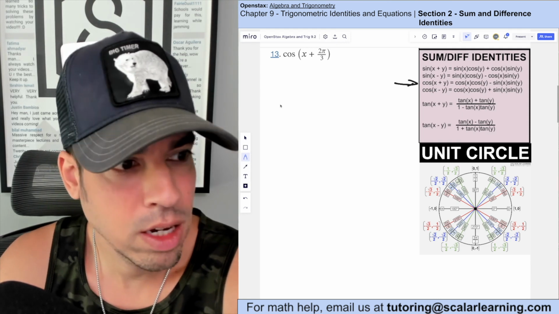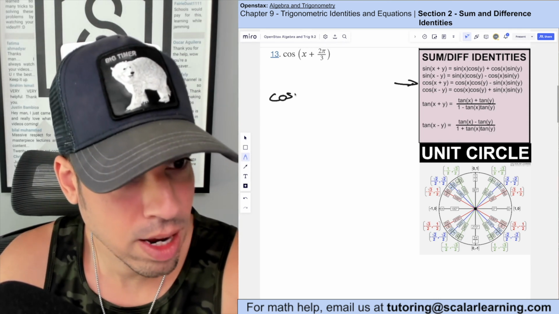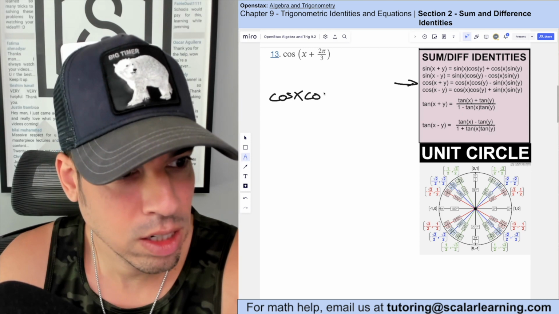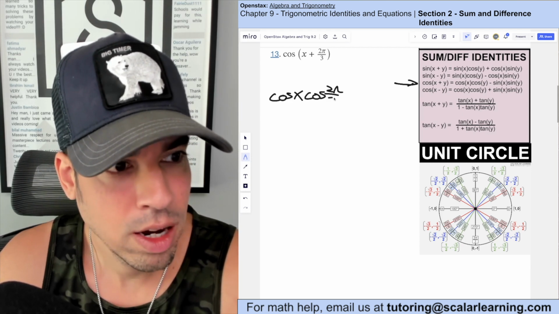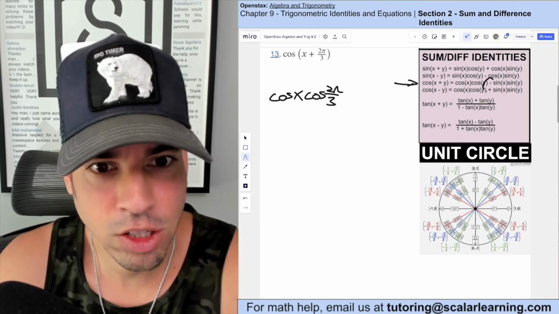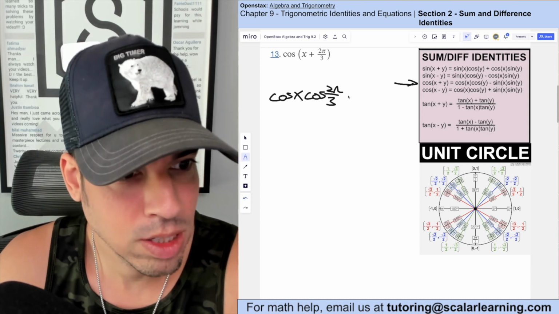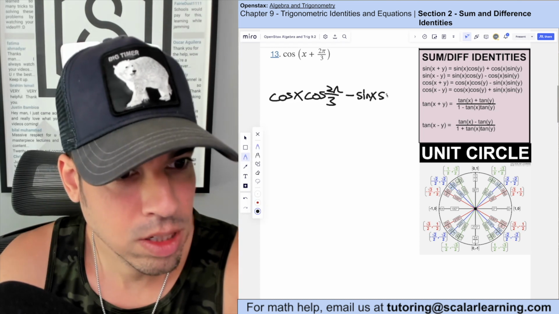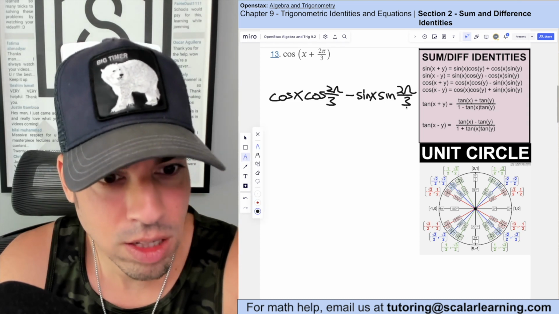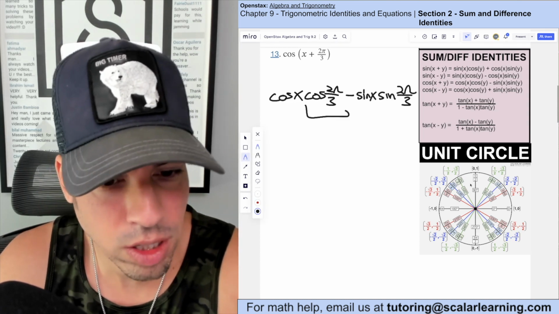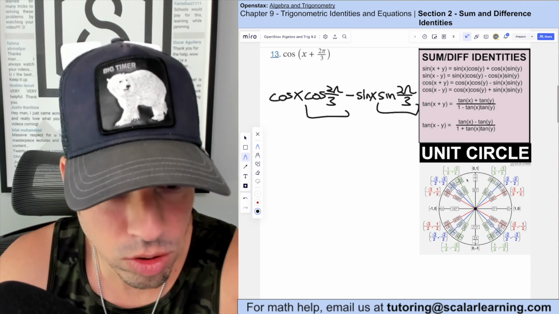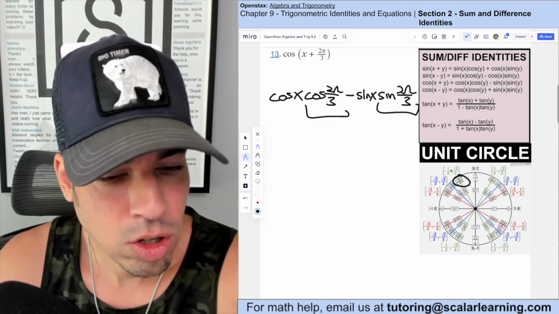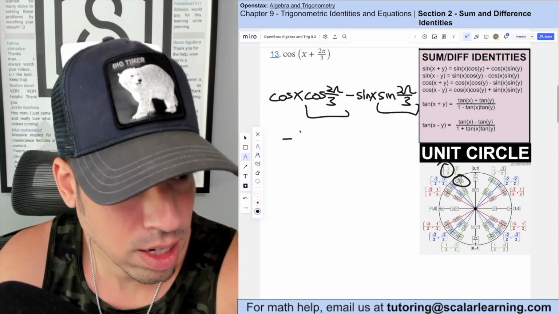So first I take cosine of the first argument x times cosine of the second argument, which is 2 pi thirds. And then you notice when it's plus here, it's actually minus here in the formula. So then we say minus, and then it's sine of the first argument x times sine of the second argument 2 pi thirds. Now let's use the unit circle and let's evaluate cosine of 2 pi thirds and sine of 2 pi thirds. So here's 2 pi thirds. Cosine is the corresponding x value, so that's negative 1/2.